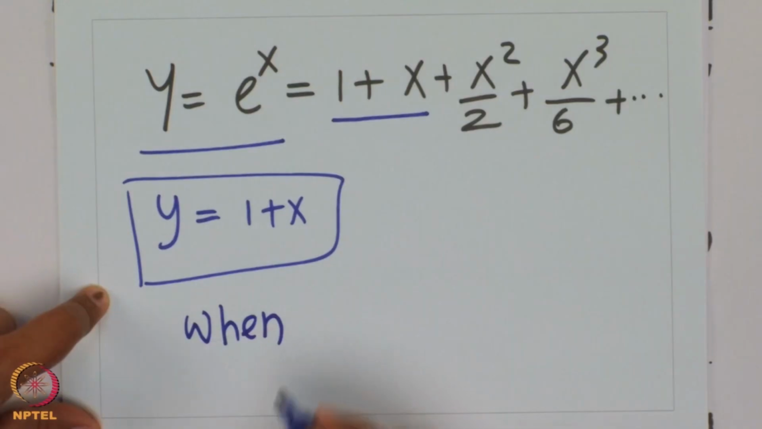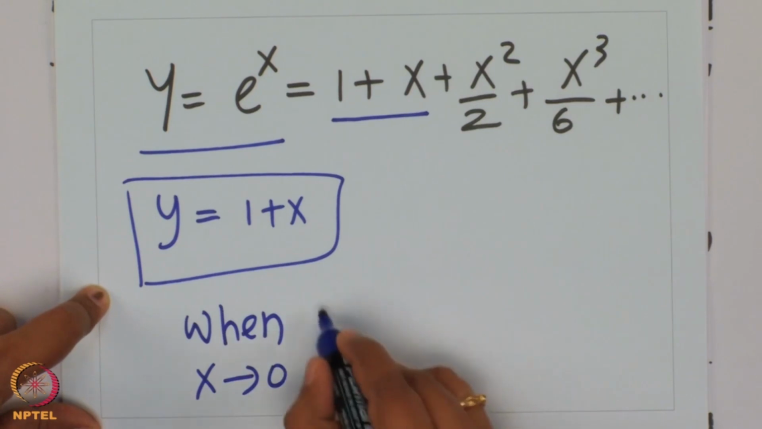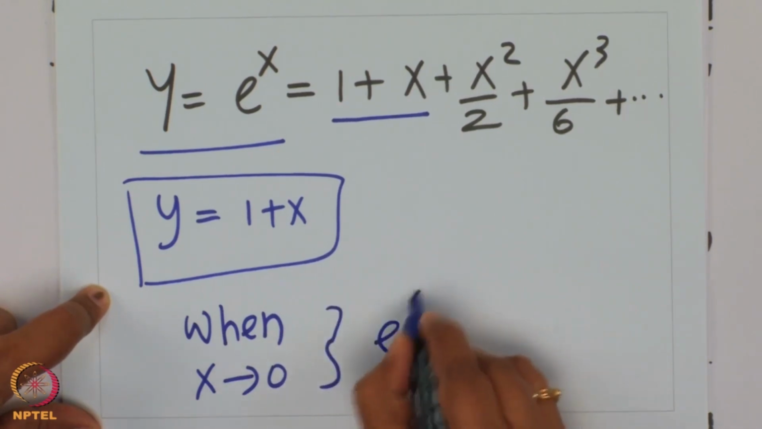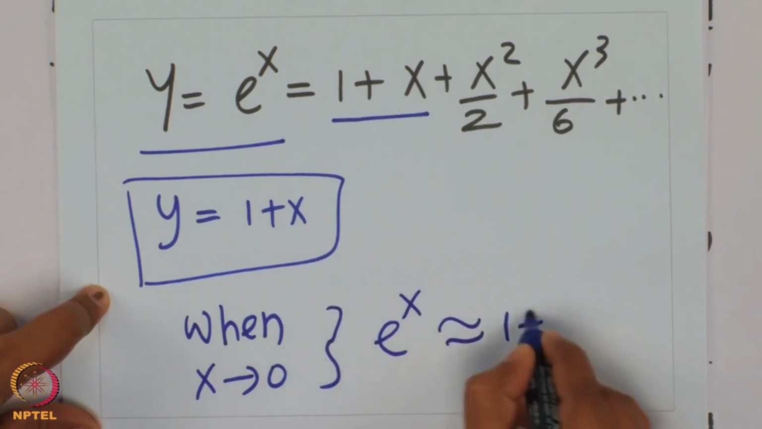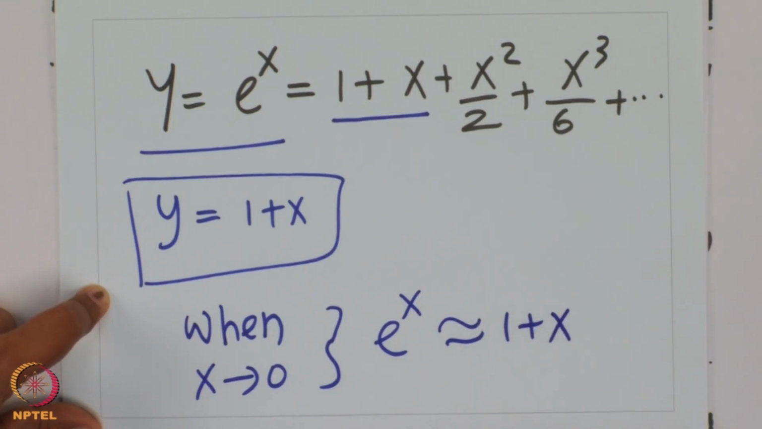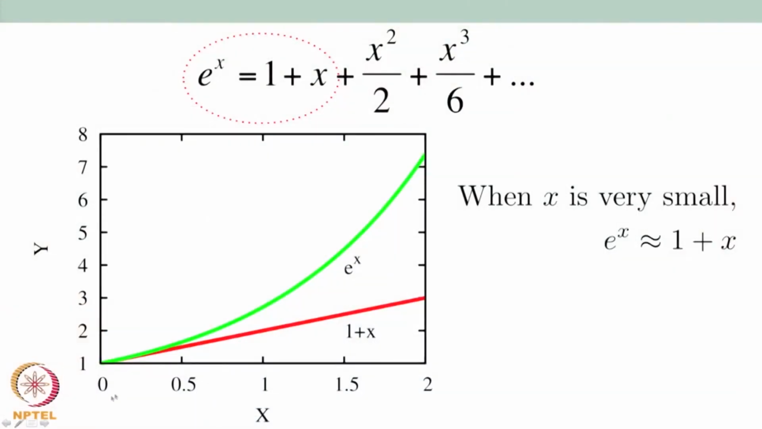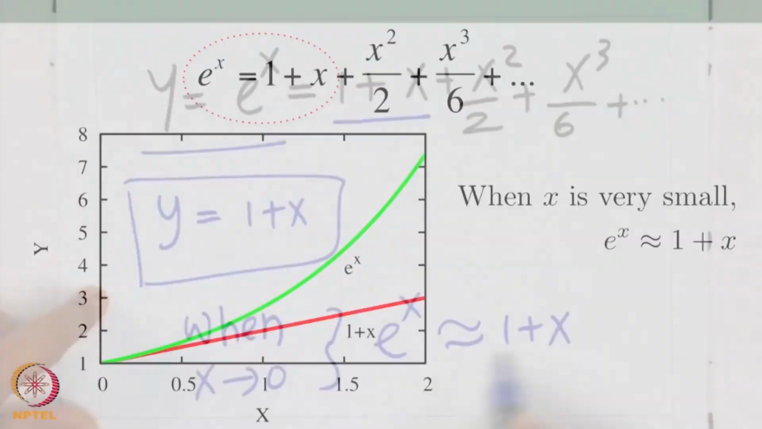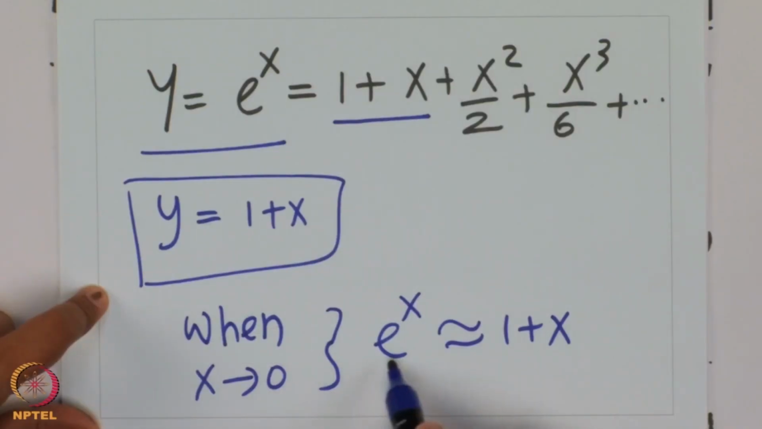So that's what is written here. When x is very close to 0, e power x is approximately 1 plus x. That's what this comparison tells us. Only when x is very small; in all other cases this will not be true. Why do we get this correct? Why is e power x approximately 1 plus x when x is very small?